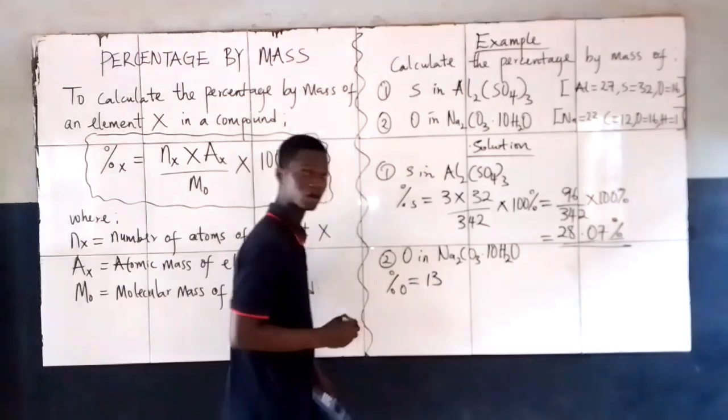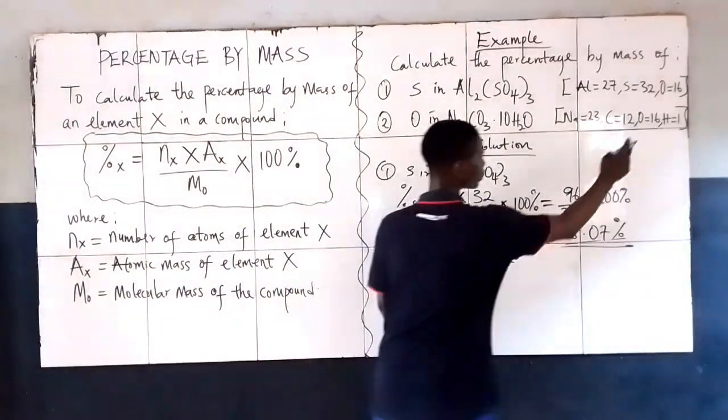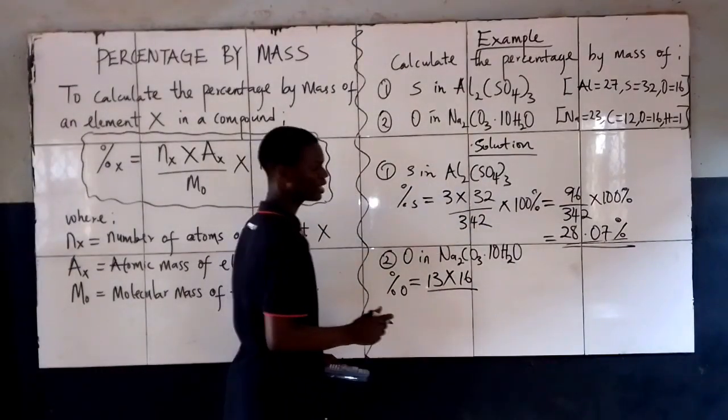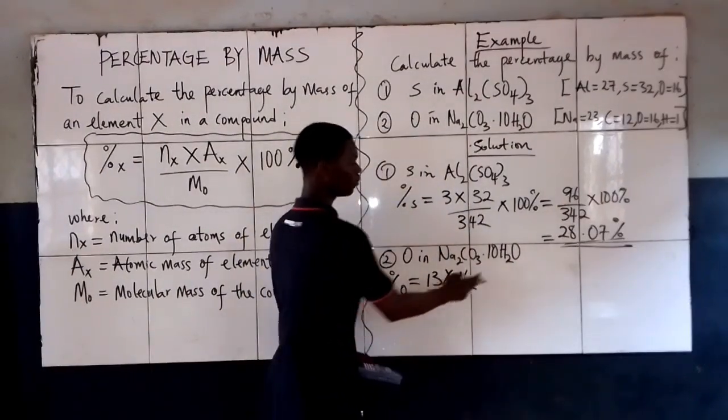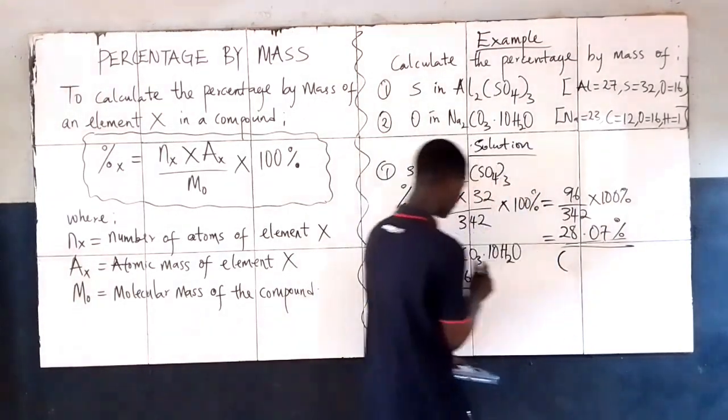So our number of oxygen is 13 times the atomic mass of oxygen. The answer is 16. So I will say 16 over. We have to roughly get the molecular mass of this entire compound. Okay? Now let me quickly do that roughly.